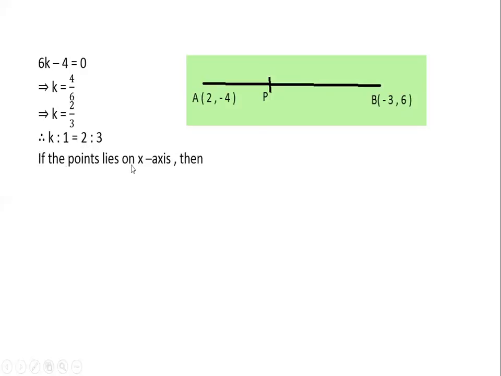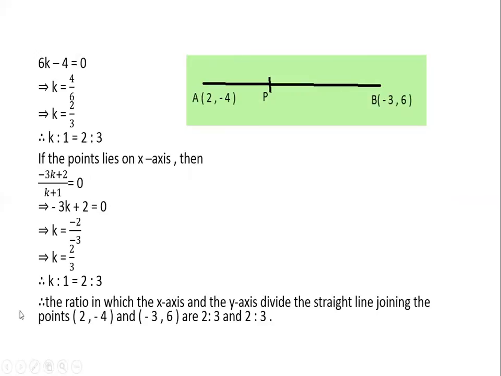If the point lies on the y-axis, then (-3K plus 2) by (K plus 1) equals 0. That means -3K plus 2 equals 0. K equals -2 by -3. That means K equals 2 by 3. So the ratio K:1 equals 2:3. Finally, the ratio in which the x-axis and the y-axis divide the straight line joining the points (2, -4) and (-3, 6) are 2:3 and 2:3. We get the required answer.